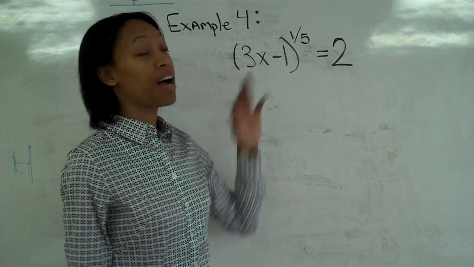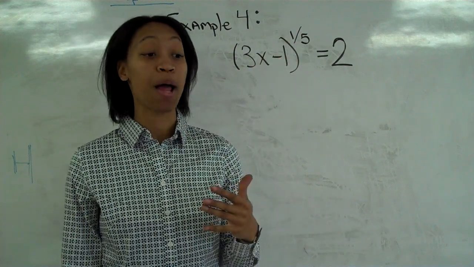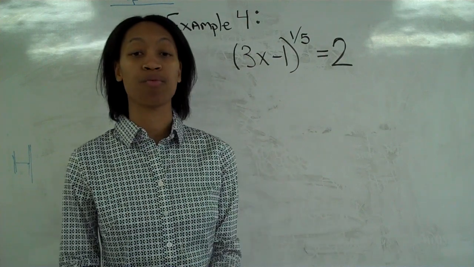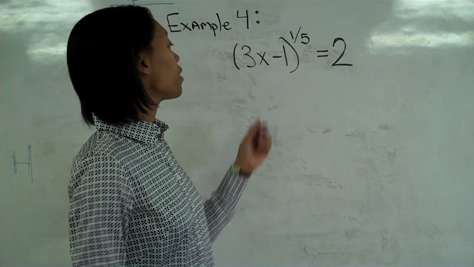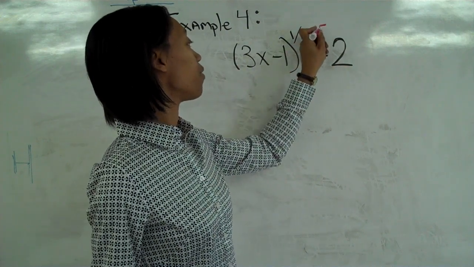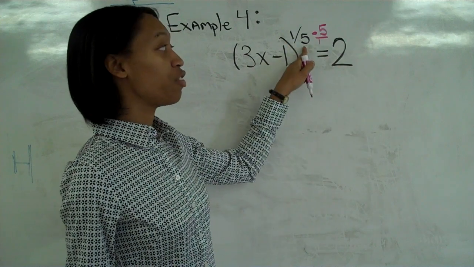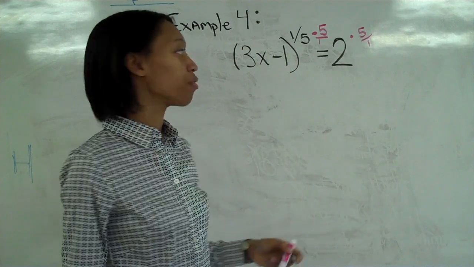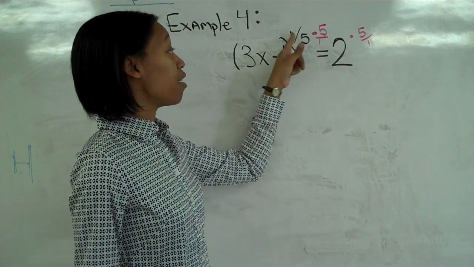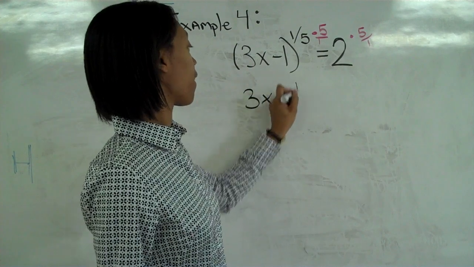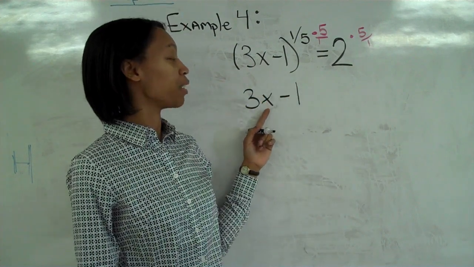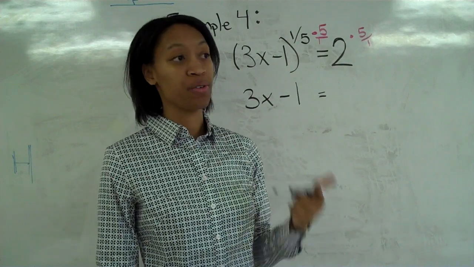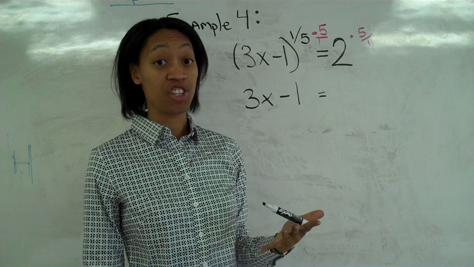Well, I can make the exponent 1 over 5 cancel out by taking it to the reciprocal power. The reciprocal of 1 over 5 is just 5, or 5 over 1. So I'm going to take this to the 5 over 1 power. And when I do that to this side, I also have to do it to the 2. 2 to the 5. So now, 1 over 5 and 5 over 1 cancel out. And when they cancel, I simply have 3x minus 1. On the other side, I have 2 to the 5th power. 2 to the 5th power is 2 times 2 times 2 times 2 times 2, which is 32.